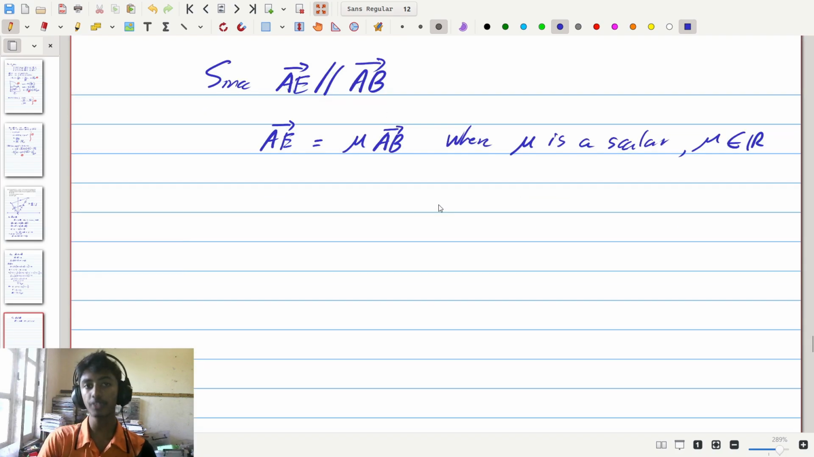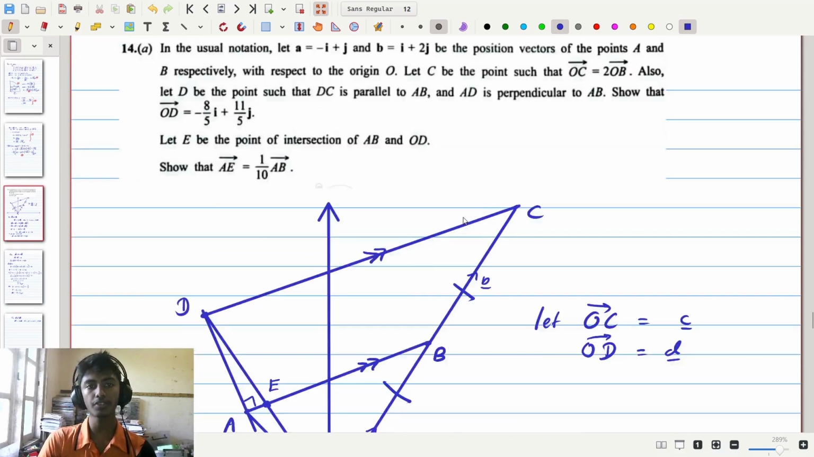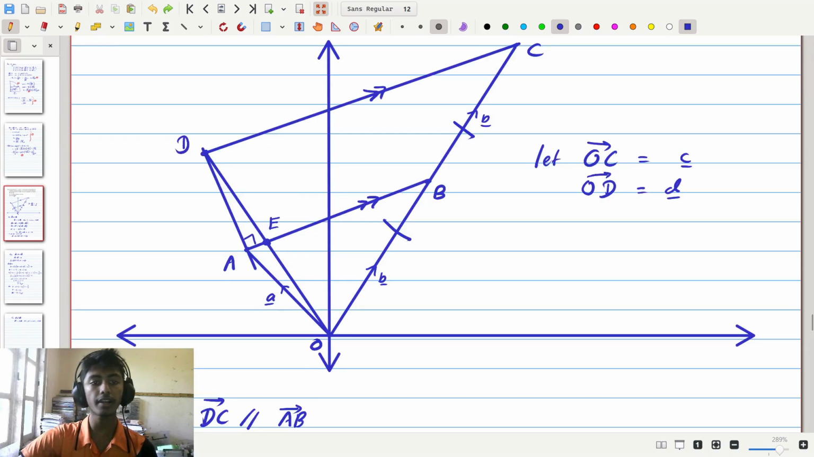So now we've established the fact that since AE is parallel to AB, AE must be a multiple of AB, and that is actually what we want in the question. But what we need is to show that AE is equal to 1/10 of AB. So we need to show that basically mu is equal to 1/10. Now to do that, we can try to find other interesting relationships that we have here.